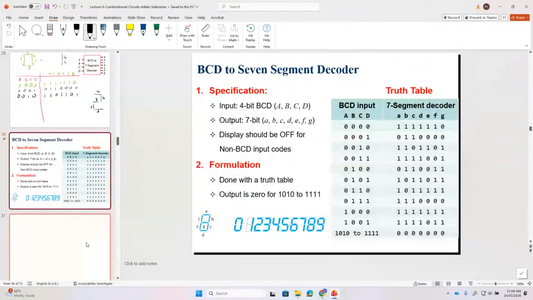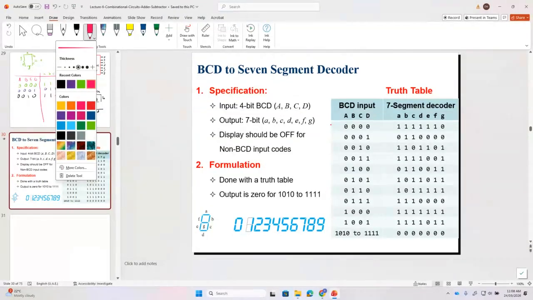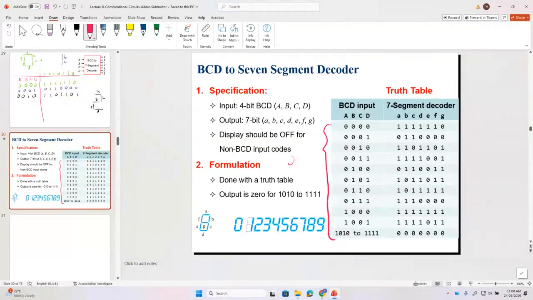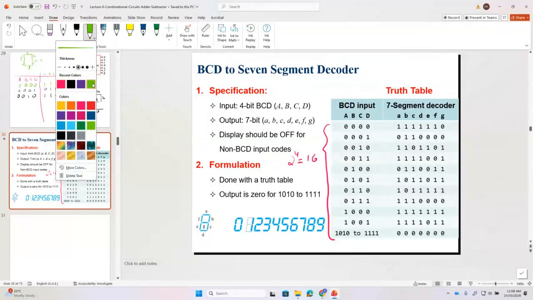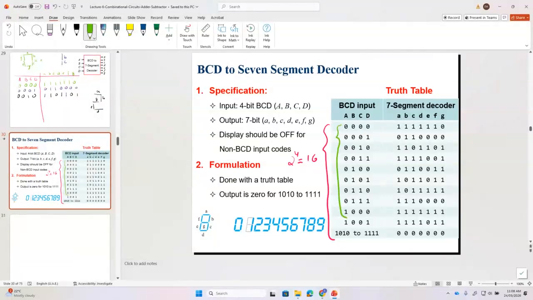Okay. So now please look at here. Now we have drawn the complete truth table. How many inputs are there? This is 2 power 4, which is 16 combinations. Out of these 16 combinations, these are the valid inputs. The green ones are the valid inputs or invalid inputs? Valid inputs from 0 to 9. And the last thing, I'm using the purple color. Can you see here for purple color? So these are invalid inputs.